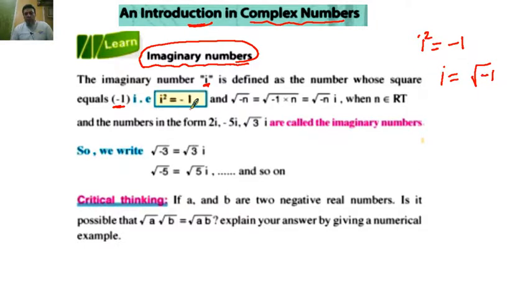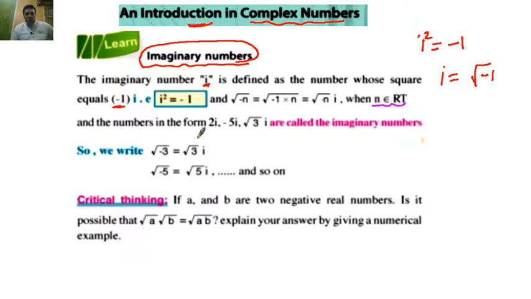Then i squared equals negative 1, and the square root of negative n equals the square root of negative 1 times n. By distributing the square root, it is the square root of negative 1 times the square root of n. The square root of negative 1 equals i, so we get i times the square root of n. That is the imaginary number, where n belongs to R.